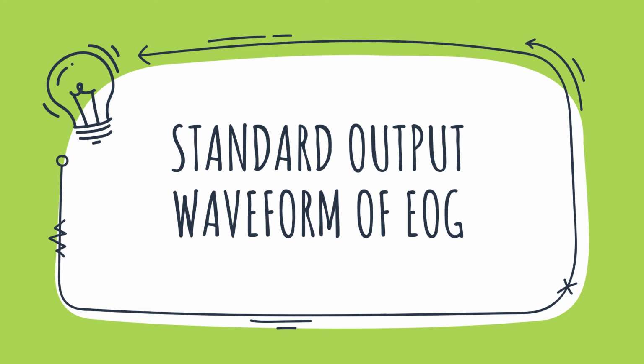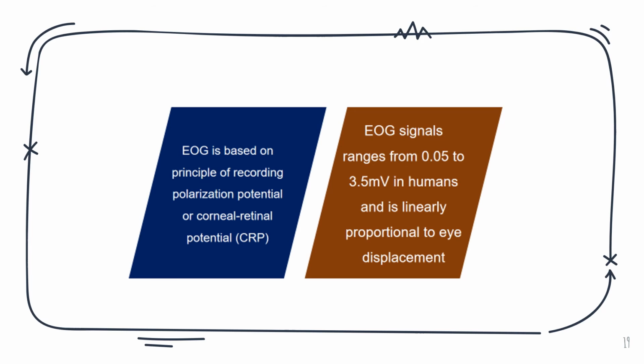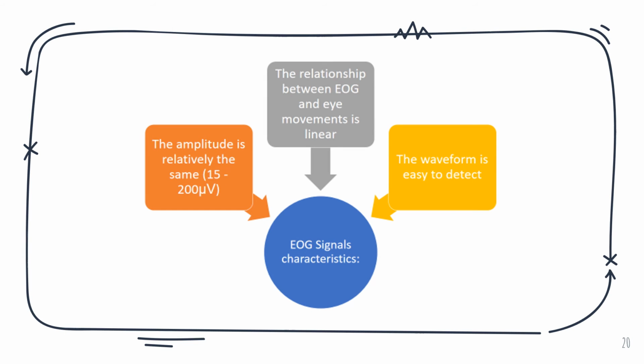Standard output waveform of EOG. EOG is based on the principle of recording polarization potential or corneal retinal potential, also known as CRP. EOG signals range from 0.05 to 3.5 millivolt in humans and are linearly proportional to eye displacement. This is the characteristic of EOG signals.